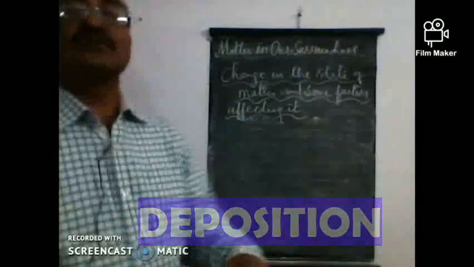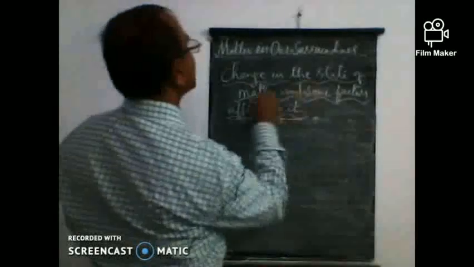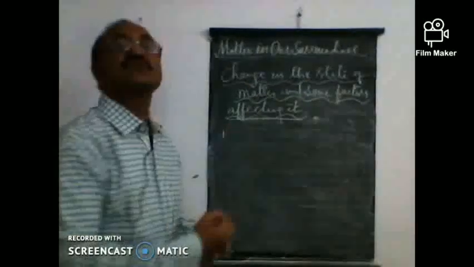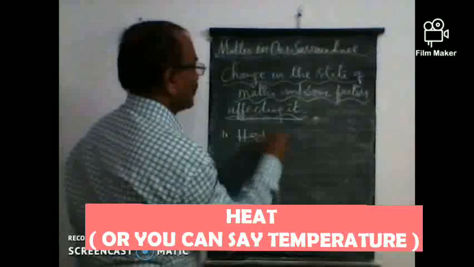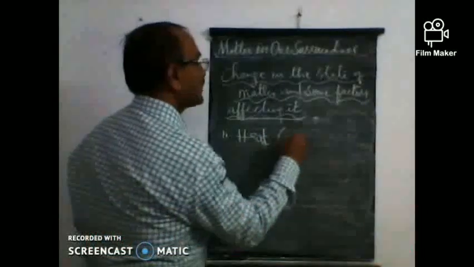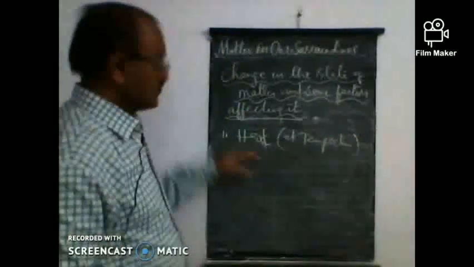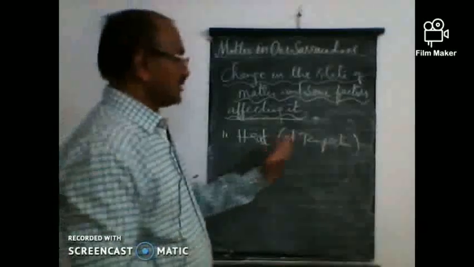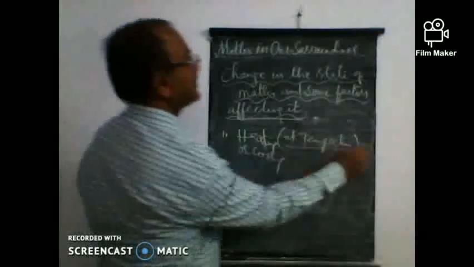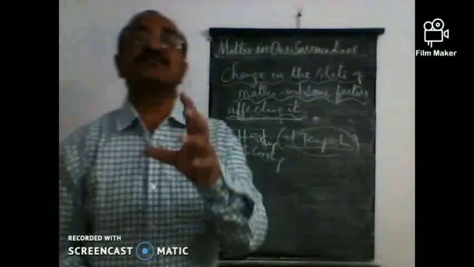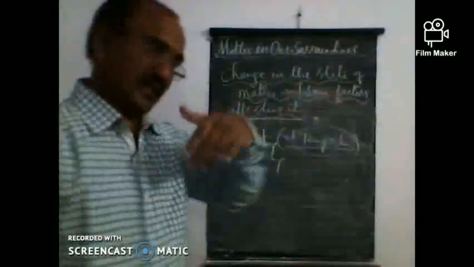Deposition. Now, we talk about the factors affecting what, children? Change in the state of matter. One, children, what is the factor which is affecting the state of matter? First one, we have already seen, is heat, or temperature, you can say. But heat and temperature are not the same. It is heating or cooling. It is specifically the temperature which determines the change of state from solid to liquid, or liquid to gas, or gas to liquid, or liquid to solid state.